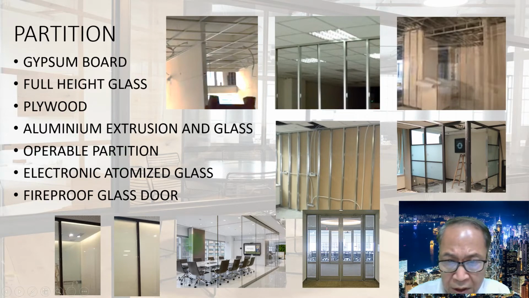Operable partition. This is the operable partition. You can open it. You see there's a track here. You can open it and divide the room into two. It's an operable partition. Here it's in stack. Electronic automized glass. This one is transparent. And you switch it, then it becomes opaque like this. It's switchable. You see here, transparent and opaque. And the fireproof glass door. Hong Kong now requires a fireproof glass entrance door. Here, like this one. This is a fireproof entrance door.